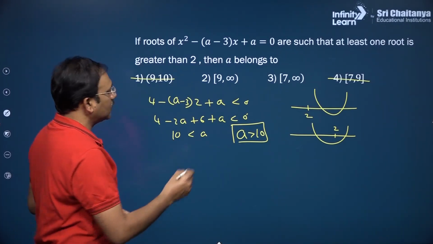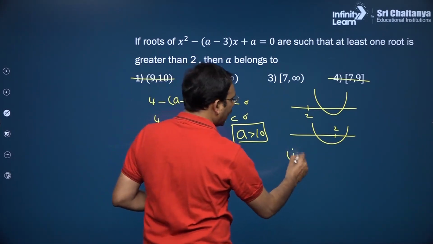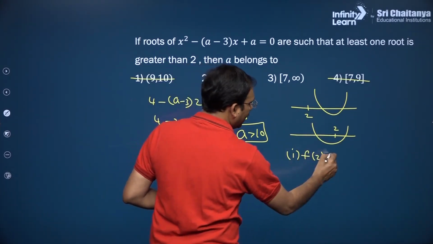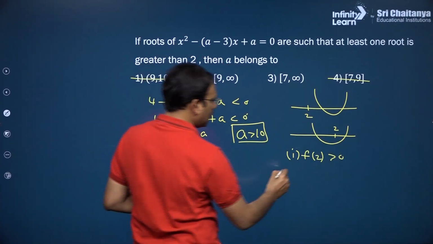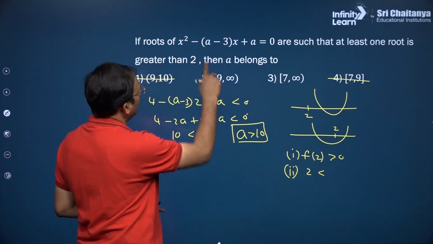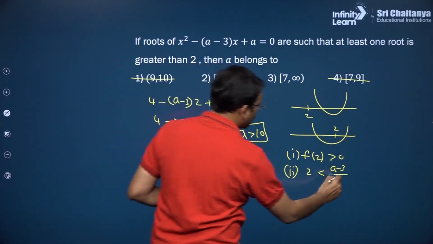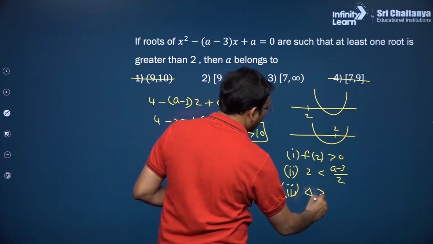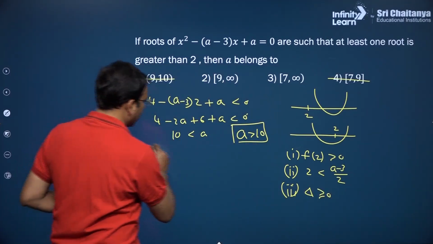Now, next one, suppose both the roots greater than 2, there will be 3 conditions. One is f of 2 must be positive, because anyhow x square coefficient is positive, f of 2 positive. Second one is 2 less than minus b by 2a, that is a minus 3 by 2 is greater than 2, and third one is, my dear friends, delta must be greater than or equal to 0. So, you have to take the common solution of this, my dear friends.